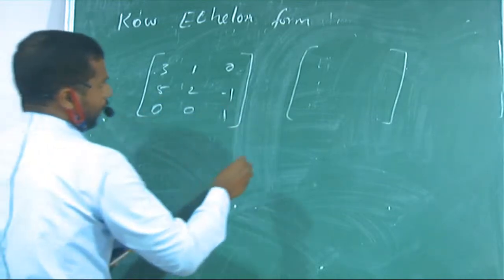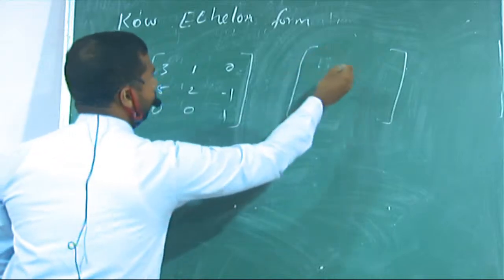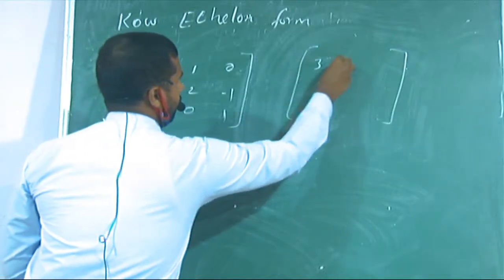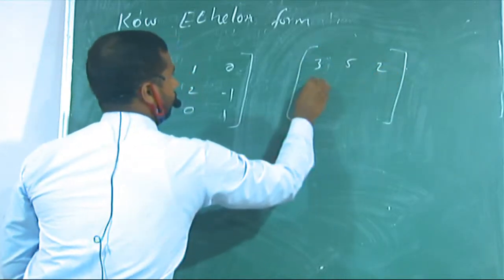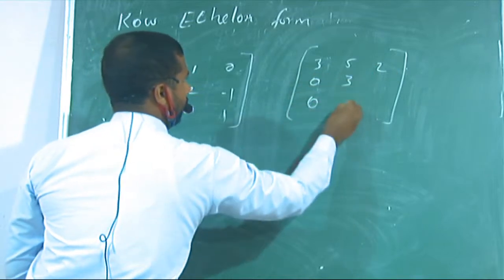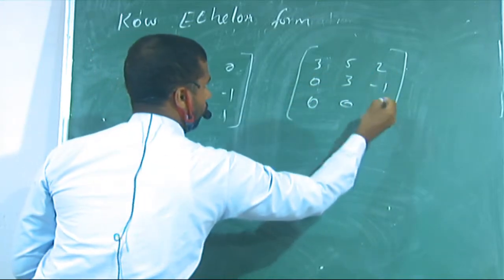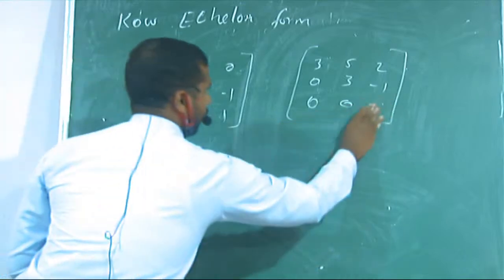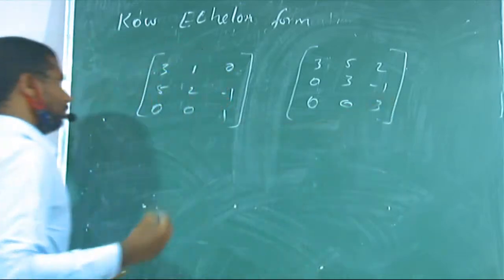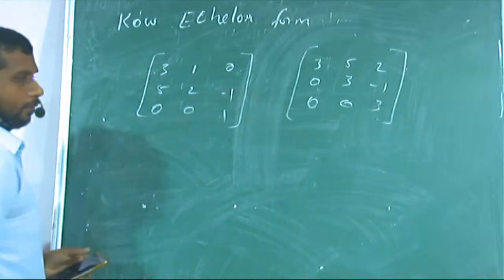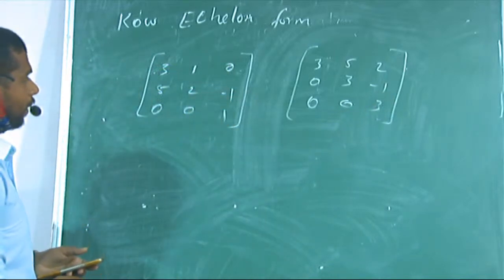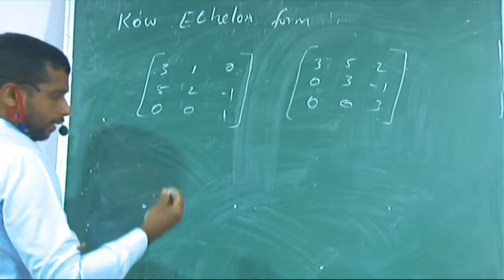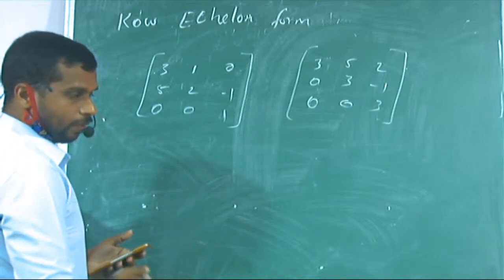Okay, next one. There is 3, 5, 2, 0, 0, then 3, 0, minus 1. Here is also 0. Okay, no need, I will write the number. Just to compare 2 different types of 3 into 3 matrix. What is the definition of row echelon form?